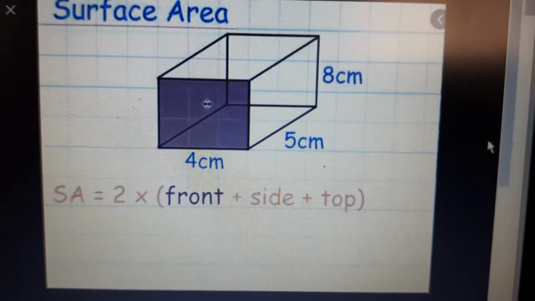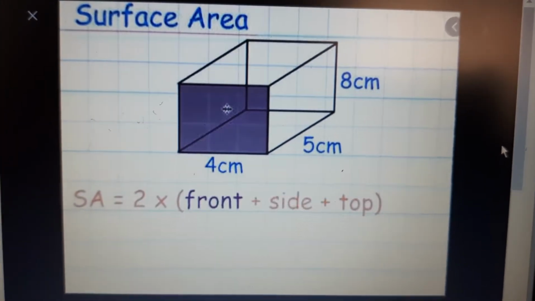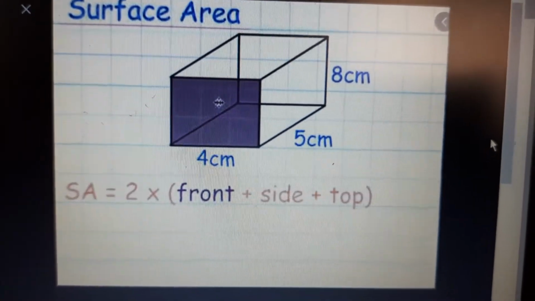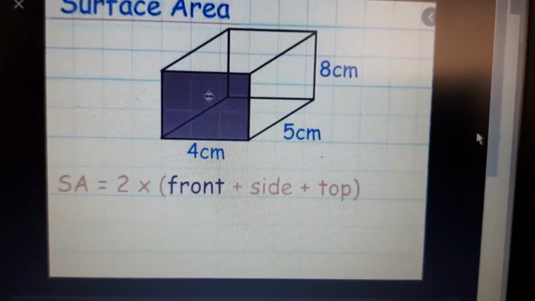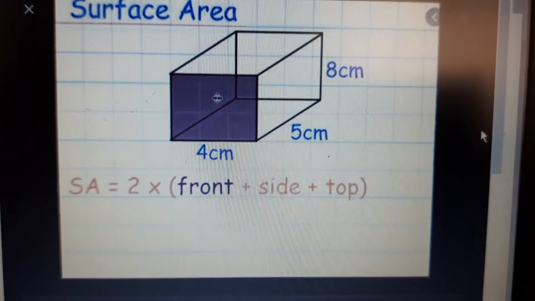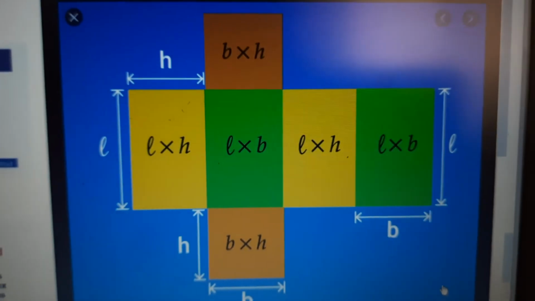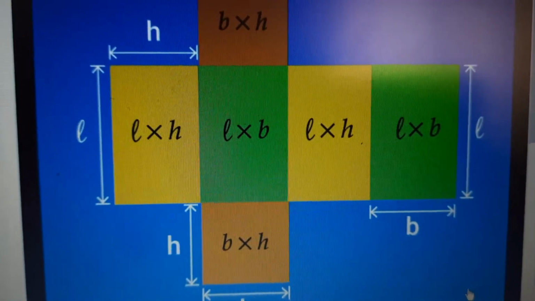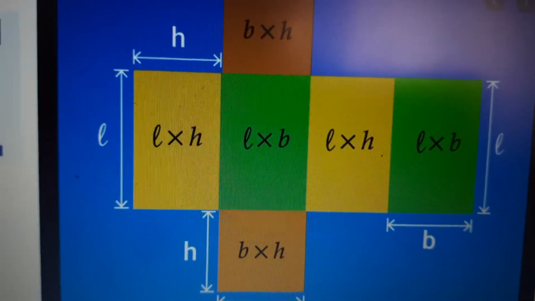So anytime a cuboid is asked, the surface area will be 2 into front plus side plus top. Whatever measurement is given, 2 into front plus side plus top. We will understand that with the help of the formula, which I will show you. Look at this figure, children. This picture will help you to understand the formula. Others will think how to do length into breadth, how to do this, how to do that.